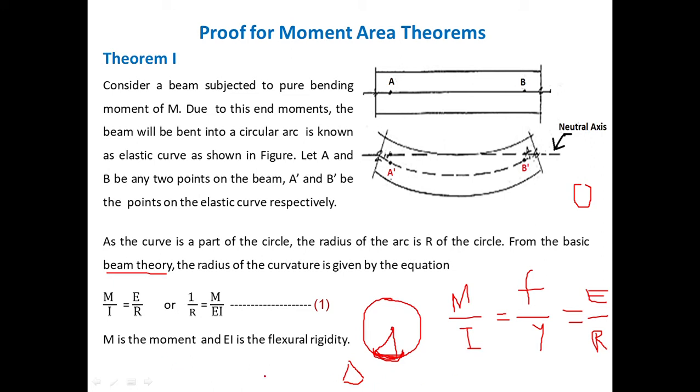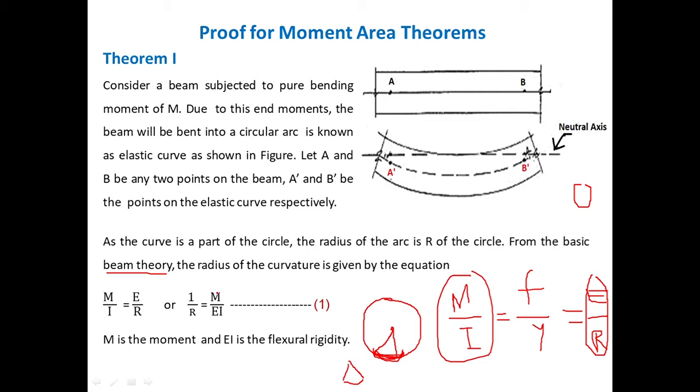However, from the basic beam theory, the radius of curvature is given by the equation M by I is equal to E by R. These two expressions we consider here. Otherwise, it can be written as 1 by R, where E comes here, that is M by EI. Therefore 1 by R is equal to M by EI. Let it be equation number 1.